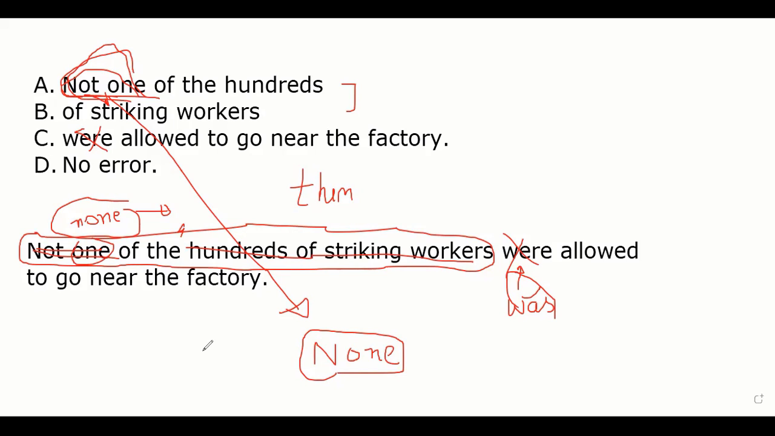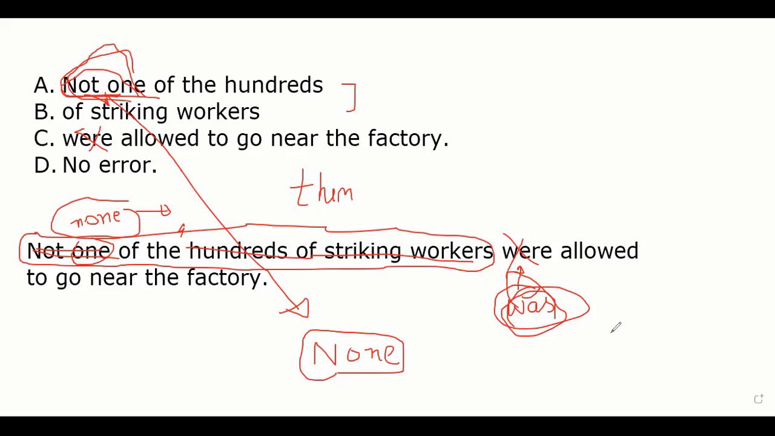Many were not allowed. Not only one, two or three or four are trying to go, but they were not allowed. So that's why you use were. But here you are intentionally replacing not one with none, so you use was. So it's all about what context we are using.